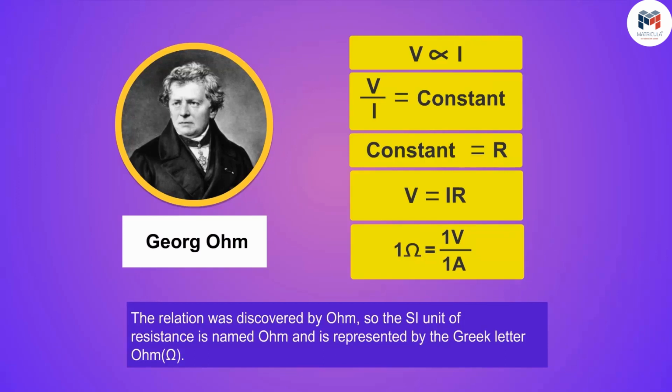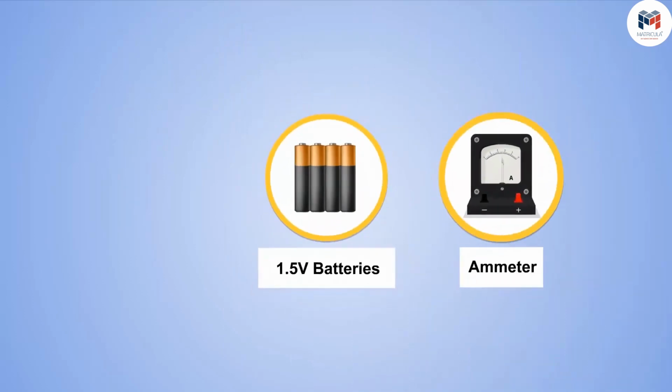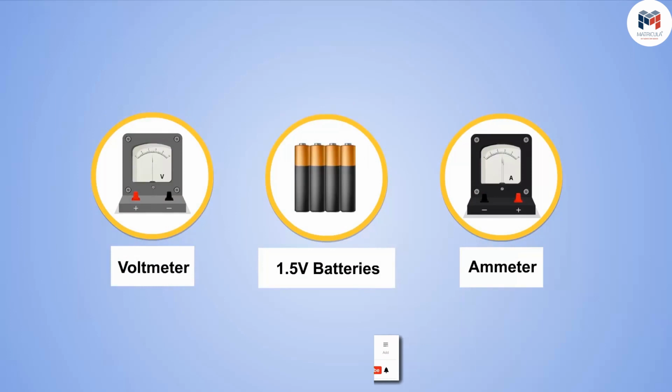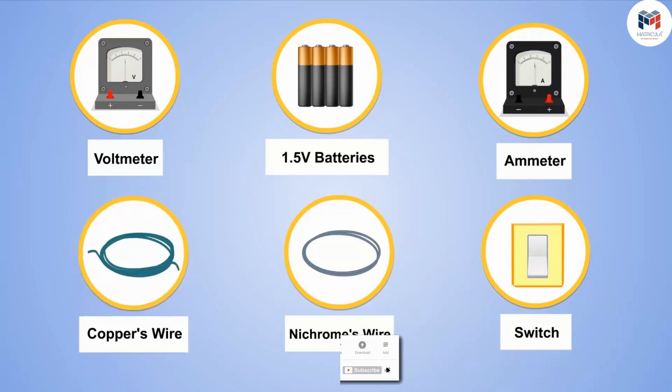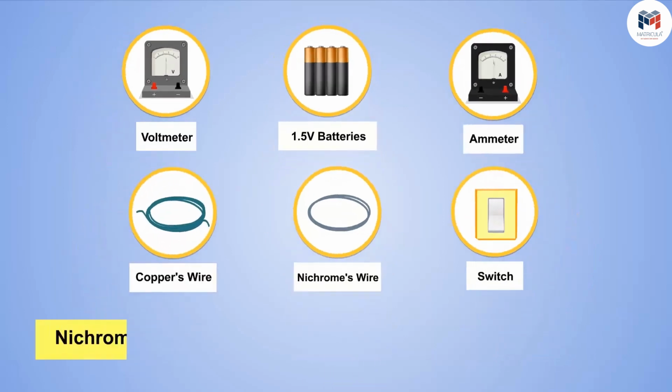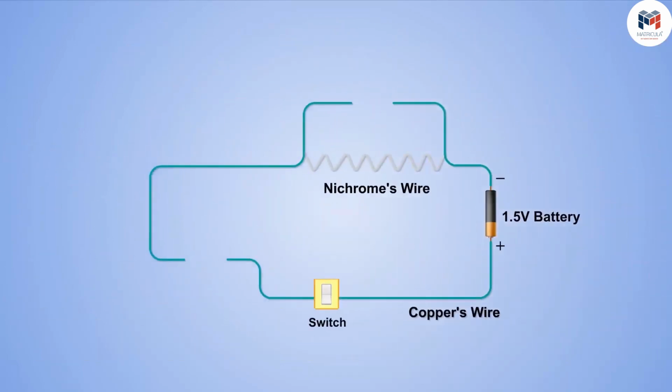Now let's perform an activity to prove Ohm's law. To perform this activity, we need four 1.5 volt batteries, an ammeter, a voltmeter, a half meter long nichrome wire that will act like a resistor here, a switch, and copper wires to connect the circuit. Nichrome is an alloy of nickel, chromium, iron and manganese. Connect the circuit in this fashion.